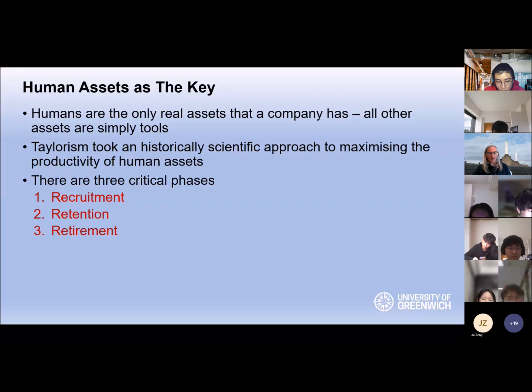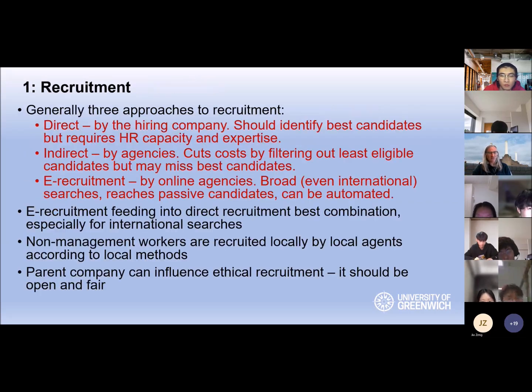Managing the human assets, then there are three phases to this: one, recruitment, so getting the workers in there; two, retention, keeping the workers; and then three, retirement, letting the workers go for whatever reason. So recruitment can be done directly by the company that seeks those workers. So the HR department then has to identify the best workers.